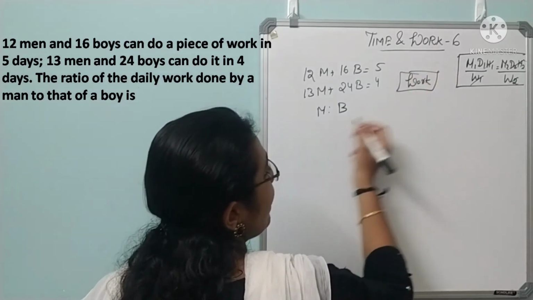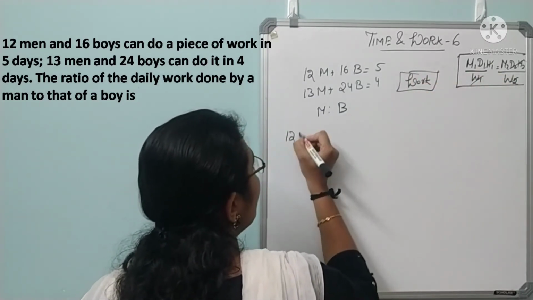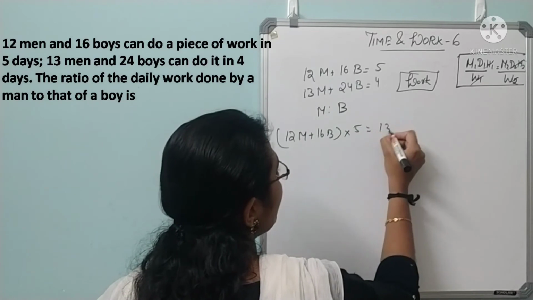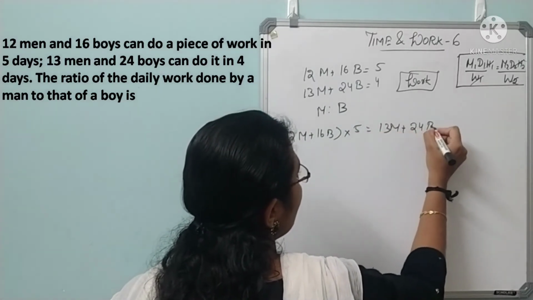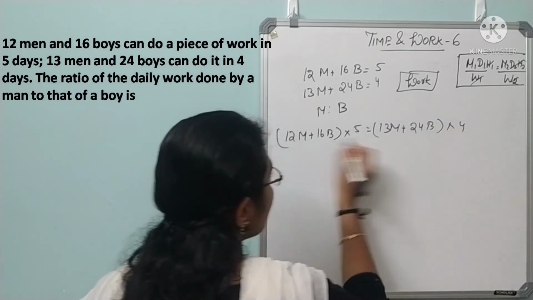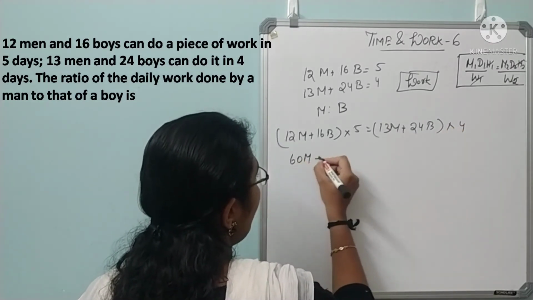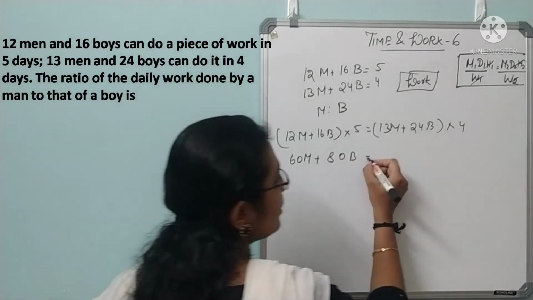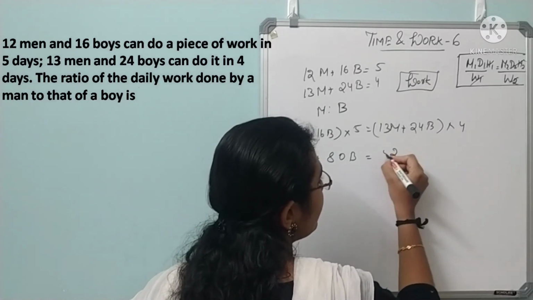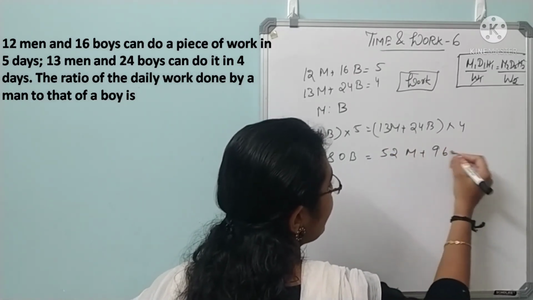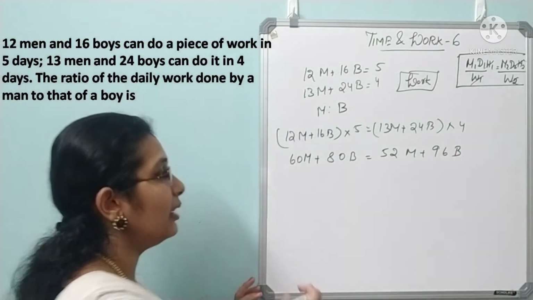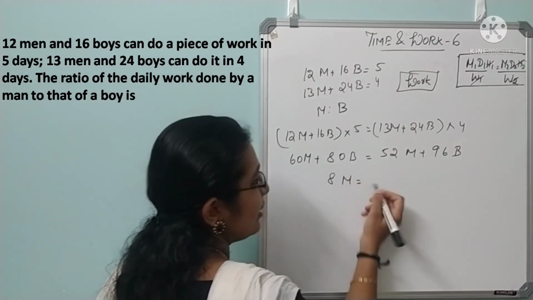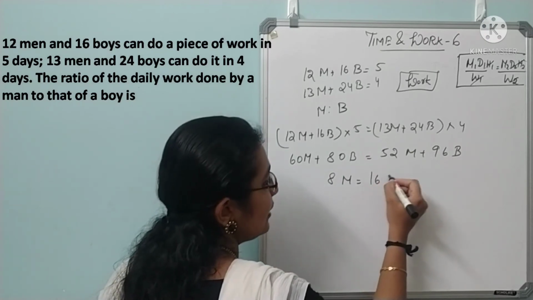Remember that. Now, as usual, men 1 into D1. So, (12m plus 16b) into 5 is equal to (13m plus 24b) into 4. So, on multiplying, 12 5s are 60m plus 80b, 16 into 5 is 80, which is equal to 52m plus 96b. So, taking all m terms to one side and b terms to the other side, 60 minus 52 is 8m, which is equal to 96 minus 80, which is 16b.